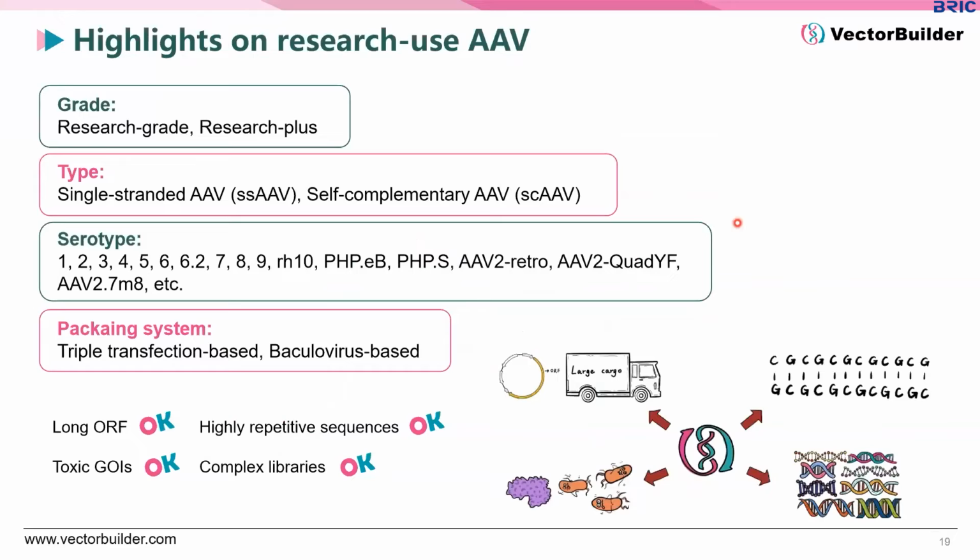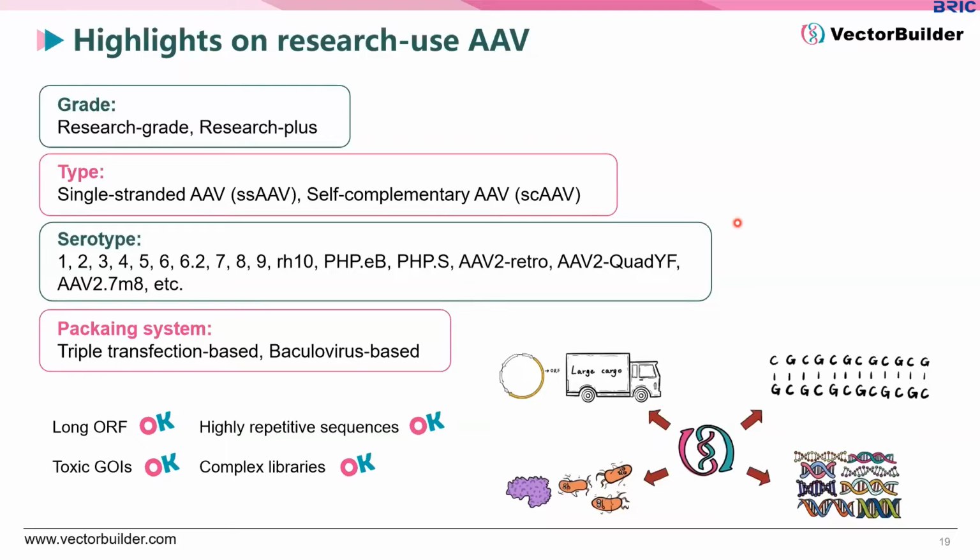So here are the highlights on research use AAV, since we want to know how we are going to apply this AAV in different fields. VectorBuilder provides two different research grade AAV vectors. One is called research grade, and one is called research plus, with extra purification. For the type of AAV, we can do single-strand AAV, and also self-complementary AAV. Maybe some researchers are familiar with self-complementary AAV, some maybe not, so let me explain a little bit more.